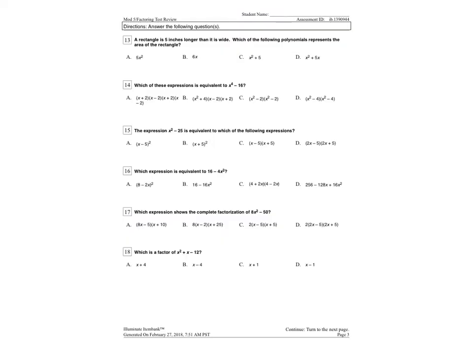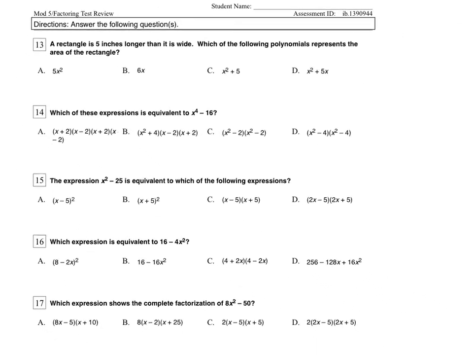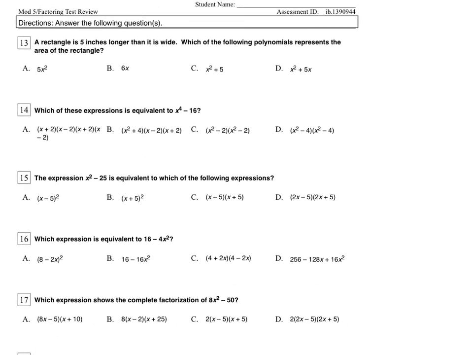Alright, 13. So it says a rectangle is 5 inches longer than it is wide. So think about a rectangle. For some of these problems it's not a bad idea to draw out that rectangle. If we don't know the length of something in math, what do we call it? It's an unknown, and the way we label unknowns is x. So I call this side x.